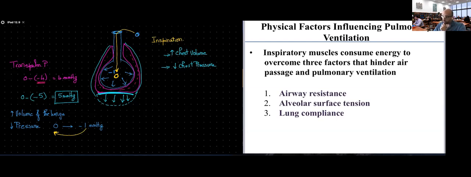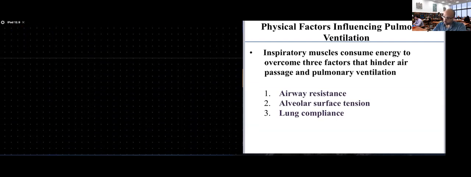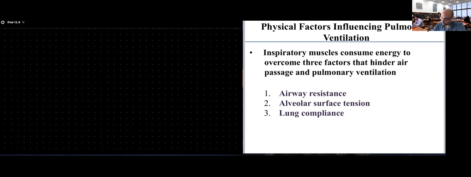What happens during expiration? Expiration is a passive process. So let's look at how the pressures look at the end of inspiration. At the end of inspiration again, my intrapulmonary pressure is 0. My intrapleural pressure is the pressure between the two layers of the pleura.